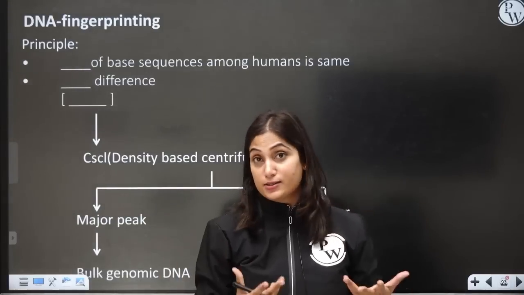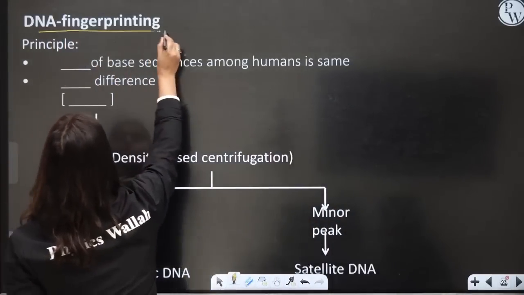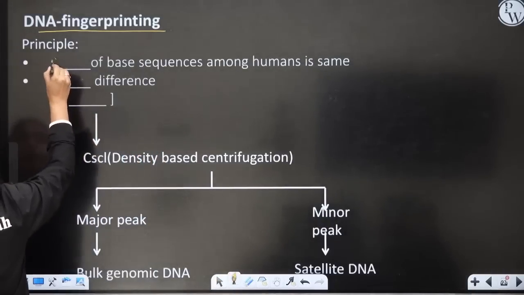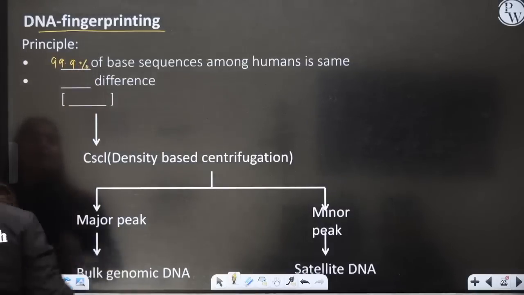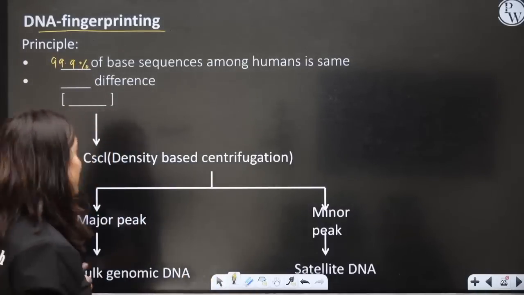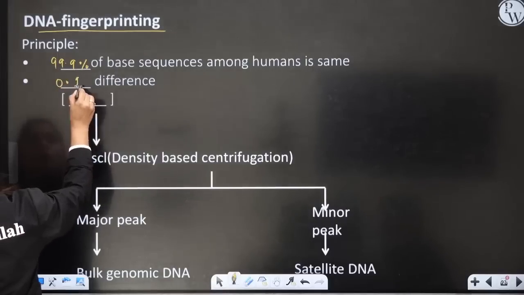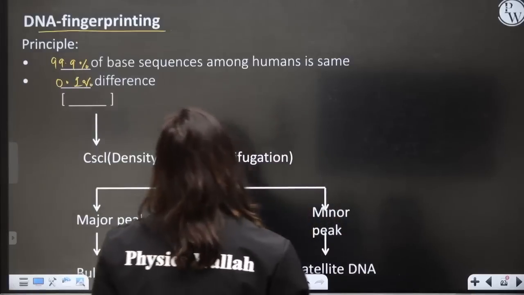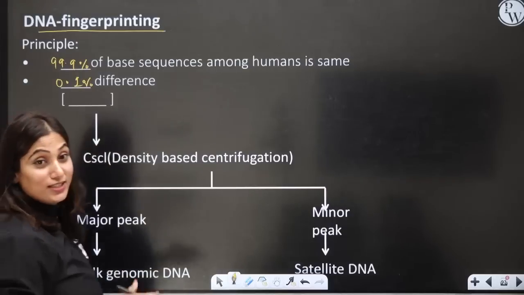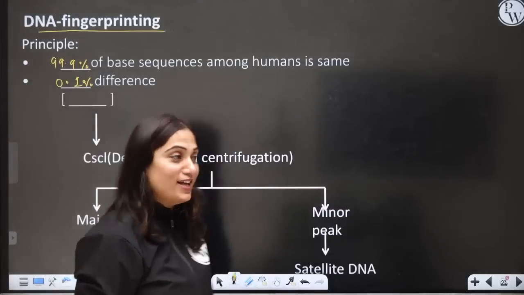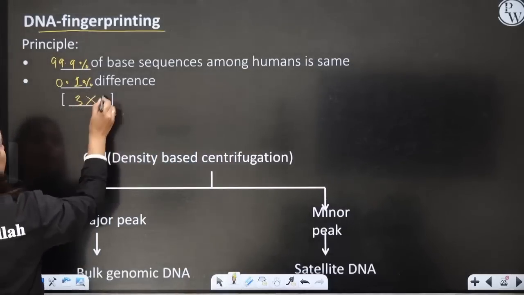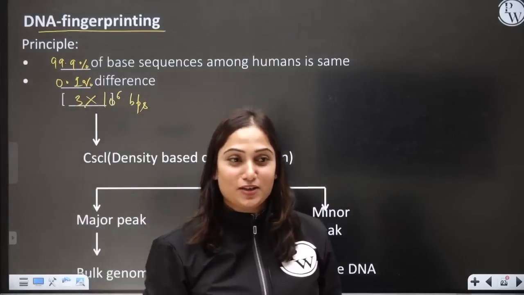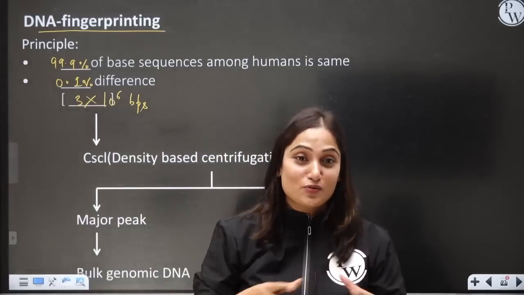Now let's come to the last part of the chapter, and that is DNA fingerprinting. As we know, there is 99.9% similarity between us humans, and the difference is only 0.1%. We all differ from each other in only 0.1% of the base sequences, and that comes out to be, what is 0.1% of 3 into 10 raised to the power 9? That comes out to be 3 into 10 raised to the power 6, and this is also very large.